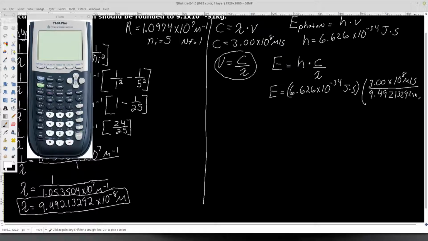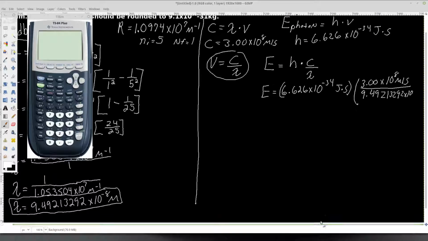9.492 times 10 to the negative 8th meters. I'm squeezing it in best I can, folks. Alright, so we finally got all that in there, so let's go ahead and get this now.